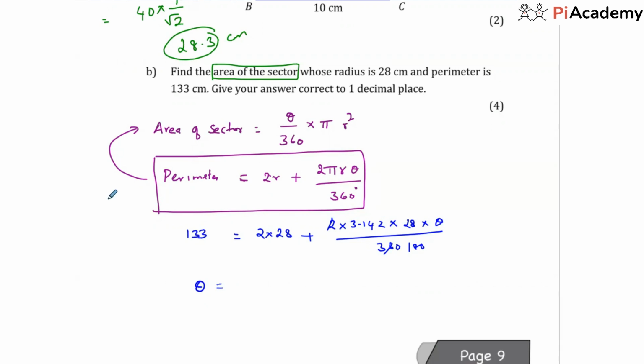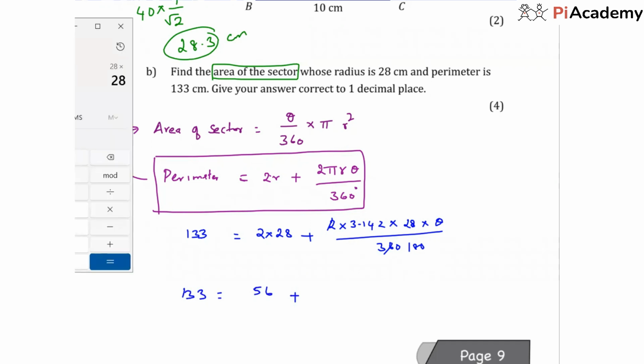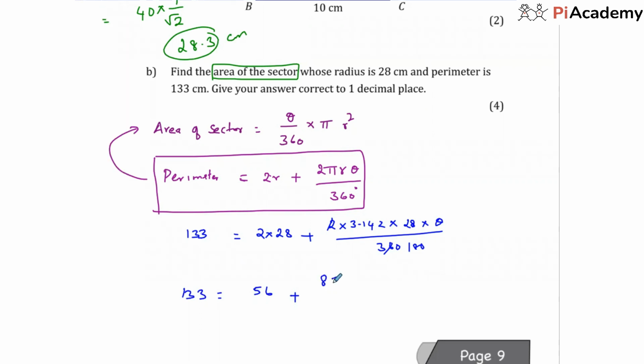Is it 157.563? Okay, let me check. 133 is equal to, you have 56 plus 28 times 3.142. 28 times 3.142 is 87.976 theta divided by 180. Okay, so 133 minus 56 is how much? 133 minus 56.